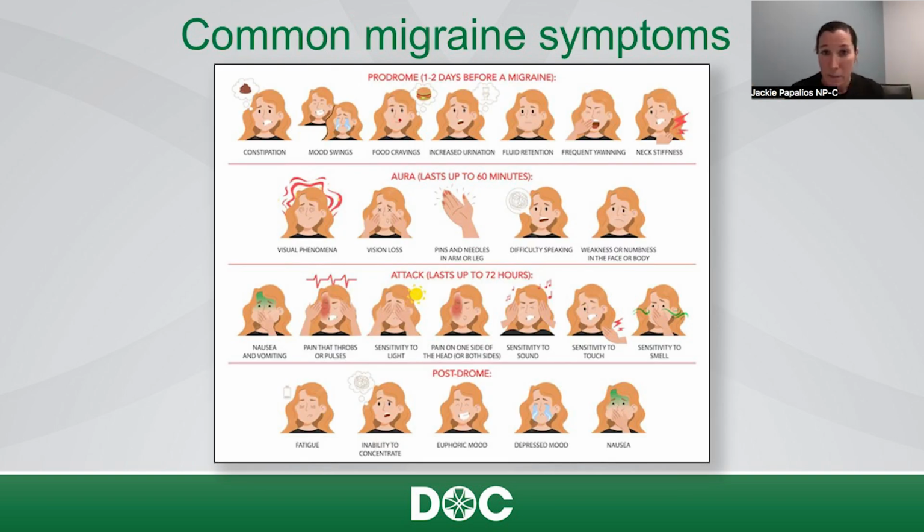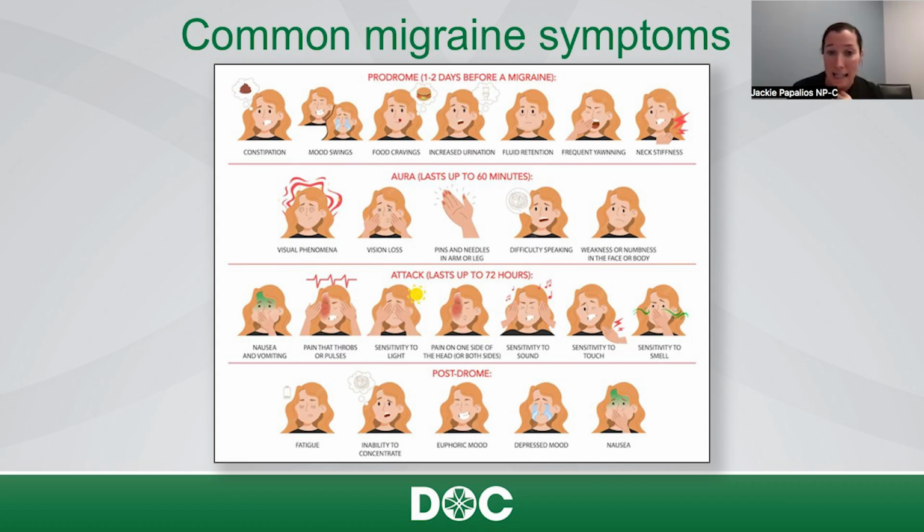These are the different phases of a migraine. So you might have a prodrome, which occurs 1 to 2 days prior to a migraine starting. They can have various symptoms: constipation, mood swings, food cravings, fluid retention, neck stiffness. So these can all happen a day or two prior to your migraine starting. Then you have that aura that I talked about. Could be visual, like that blinding, flashing lights. Could be vision loss, which can be scary. Can have some pins and needle sensations in your arms or legs. Can even cause some difficulty speaking or some numbness, facial numbness, or even affecting one side of the body.